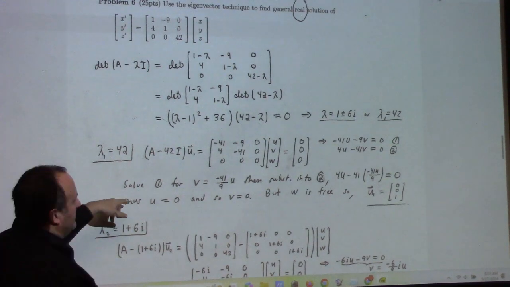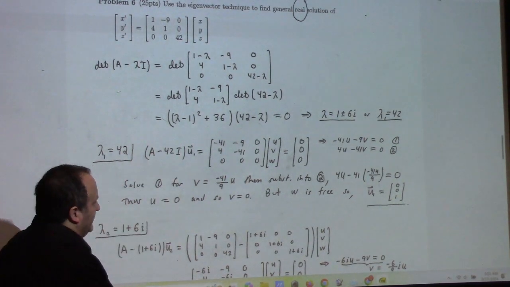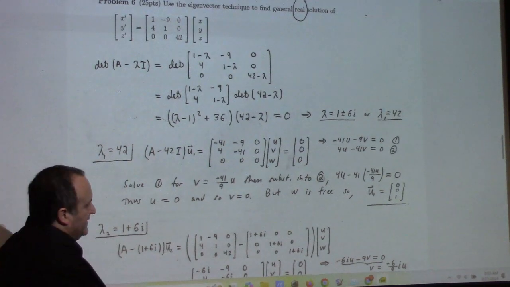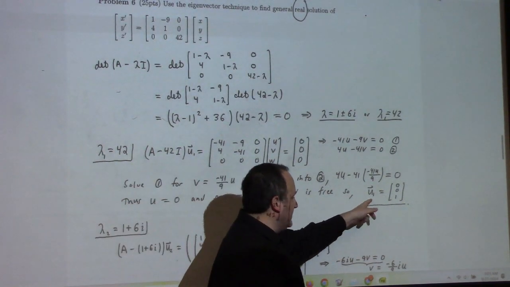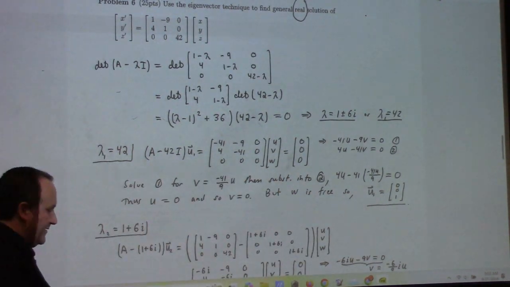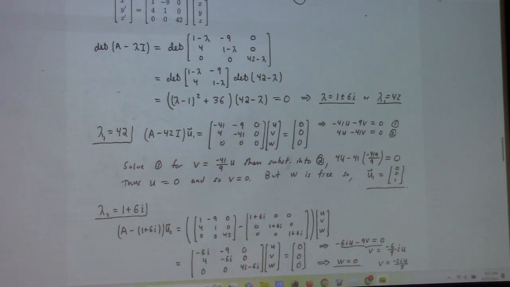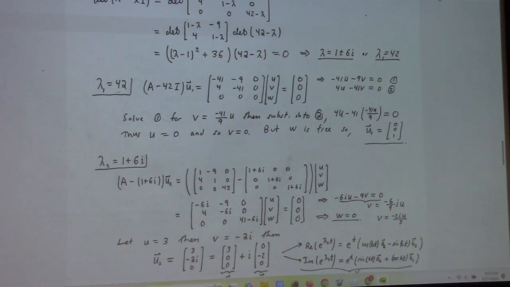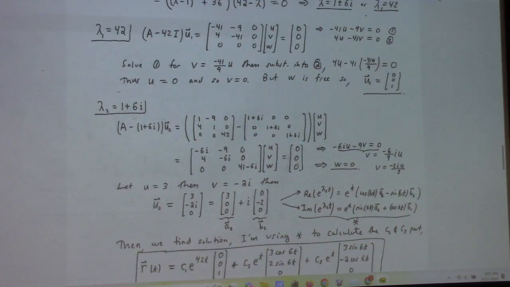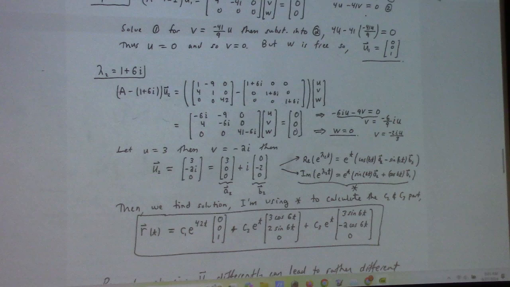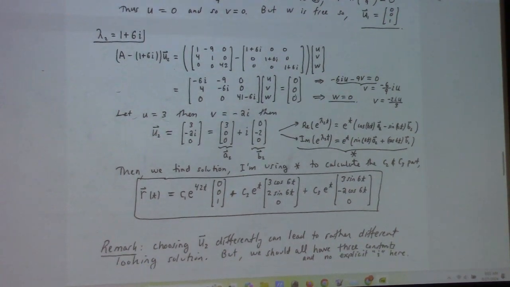Anyway, so 42 and 1 plus or minus 6i was what the story was here, which ends up giving me 0, 0, 1 for this one and whatever it is down here for that one. And again, I am sorry if not telling you the eigenvalues was what stumped you here, but, well, anyway.